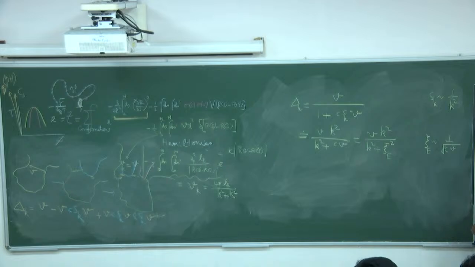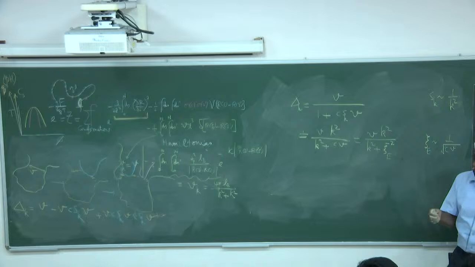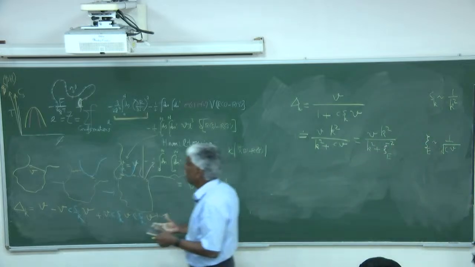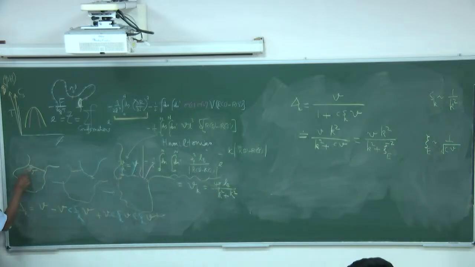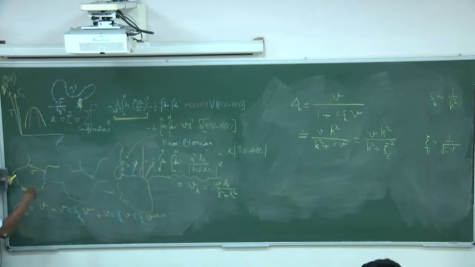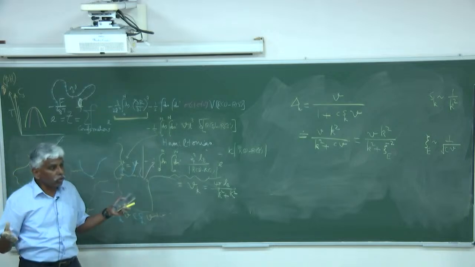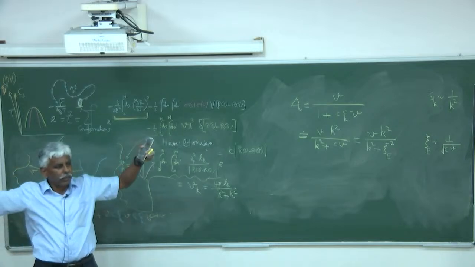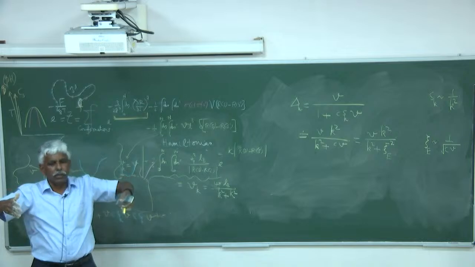If I plot this delta k as a function of k, for very small k, nothing happens. Here it is quadratic, it goes like this, and it reaches something like this. There is no structural evolution. It's all uniform. Okay. Now let's look at the charged system.